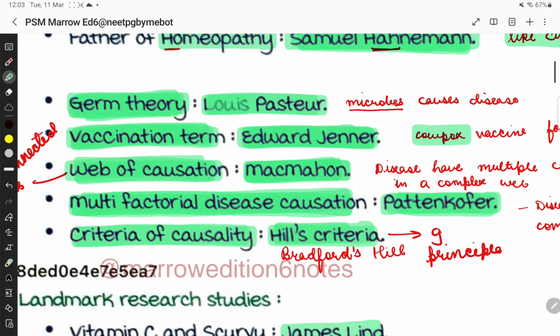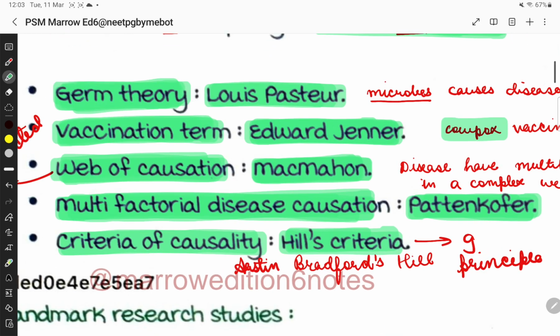So, germ theory was given by Louis Pasteur, the term vaccination by Edward Jenner, McMahon gave the web of causation, Patton Kofer gave multifactorial disease causation, and criteria of causality, that is Hill's criteria, is given by Austin Bradford Hill. Hill's criteria is the criteria of causality.